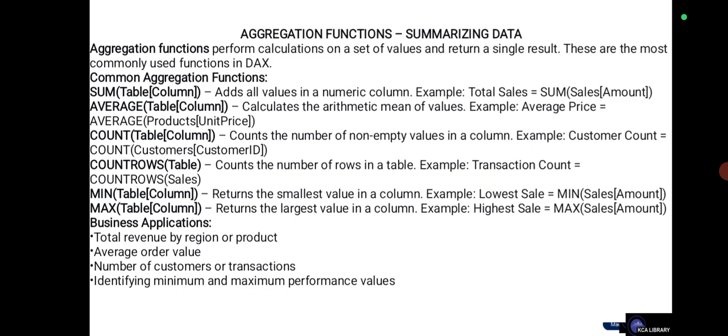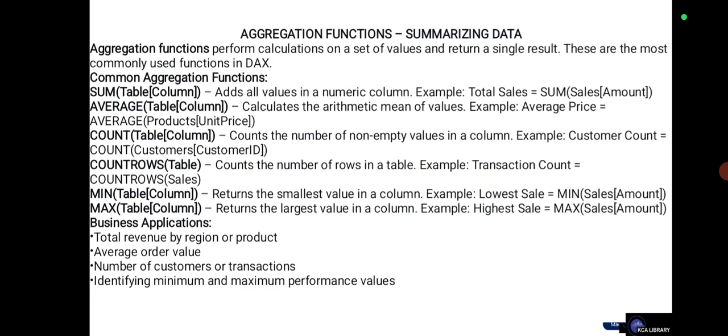The next one is average. The average function is used to calculate the arithmetic mean of values. If you want to determine the average cost or average price of a product, you use the average function. What about the count function? The count function helps you to count the number of non-empty values in a column.